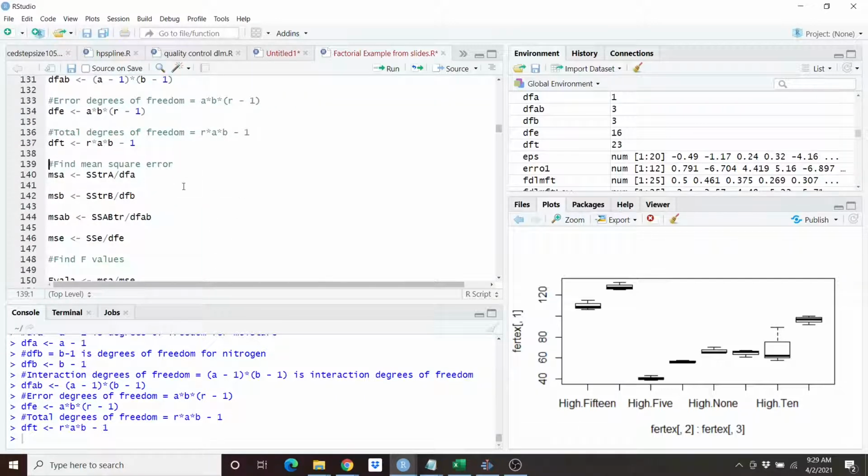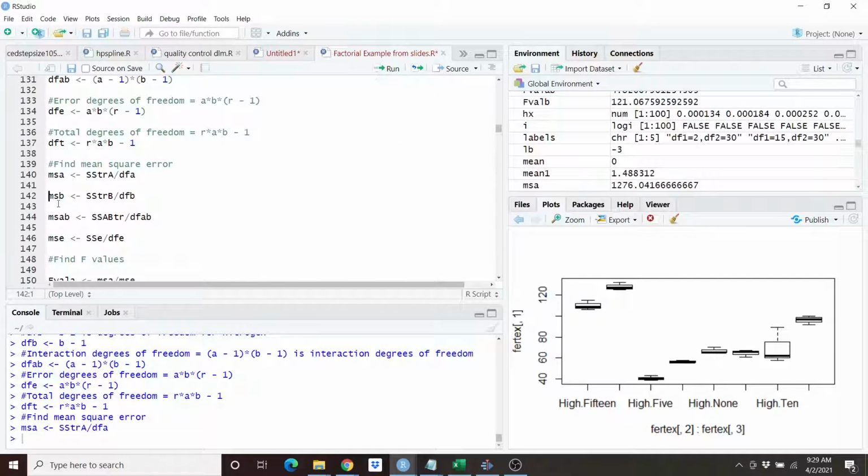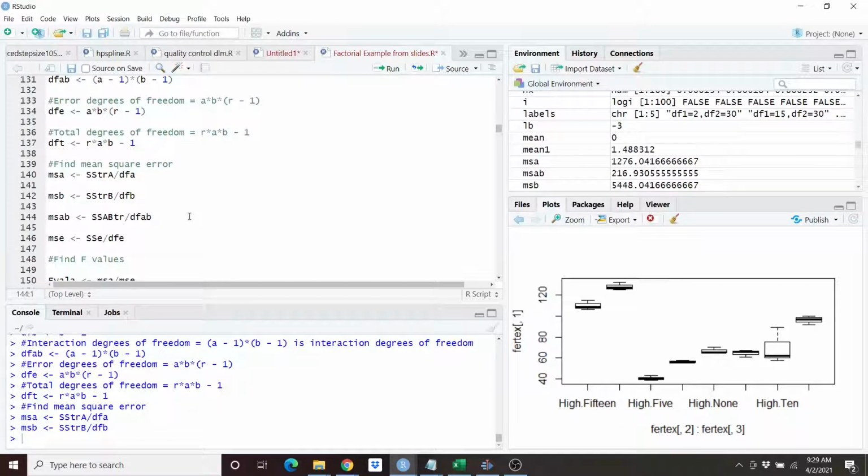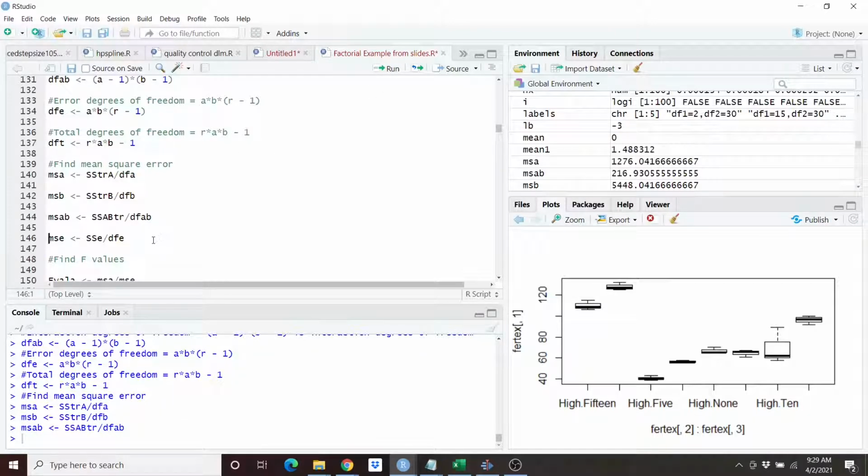To find our mean squares, this is very similar to other designs. Sum of squares A over degrees of freedom A gives us mean square A. Likewise, mean square B is sum of squares B over its degrees of freedom. Mean square interaction is sum of squares interaction over its degrees of freedom. Mean square error is sum of squares error over its degrees of freedom.